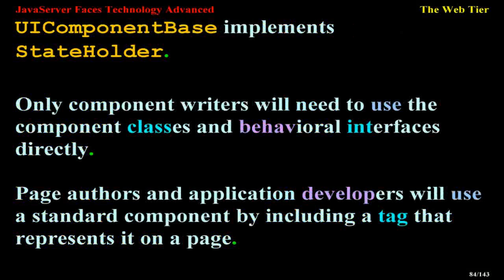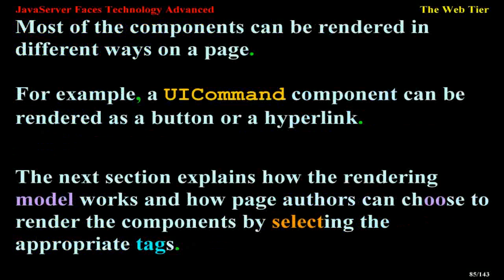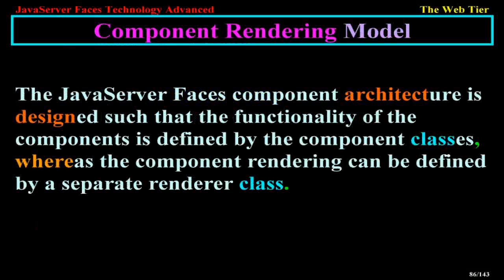Only component writers will need to use the component classes and behavioral interfaces directly. Page authors and application developers will use a standard component by including a tag that represents it on a page. Most of the components can be rendered in different ways on a page. For example, a UICommand component can be rendered as a button or a hyperlink. The next section explains how the rendering model works and how page authors can choose to render the components by selecting the appropriate tags.